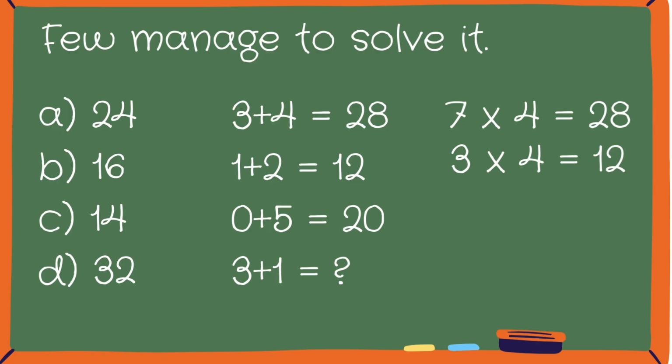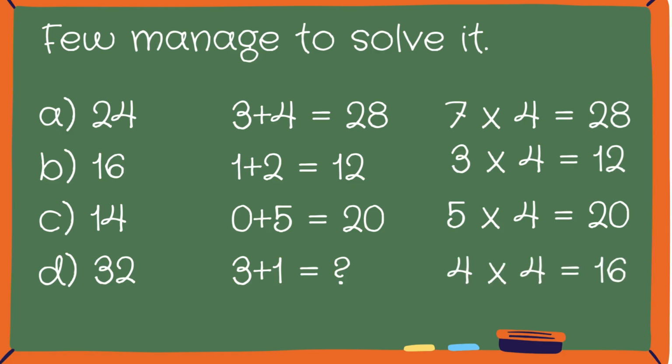0 plus 5 equals 5, multiplied by 4 equals 20. So we just confirmed it. That's the formation rule. The formation rule then says that I have to add these two numbers and multiply the result by 4. So 3 plus 1 equals 4, multiplied by 4 equals 16. That's why the answer will be the letter B, 16.